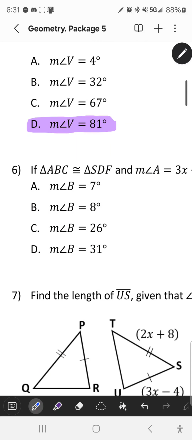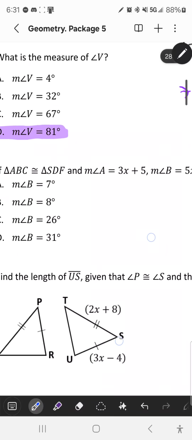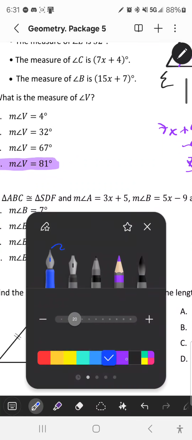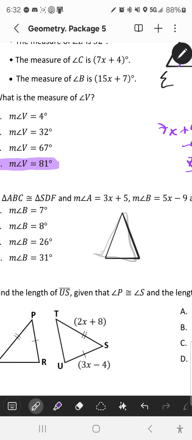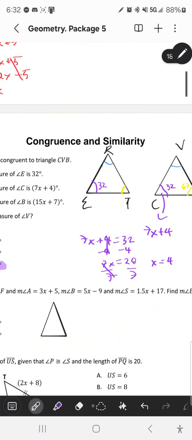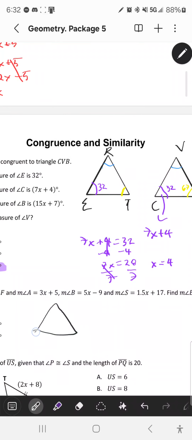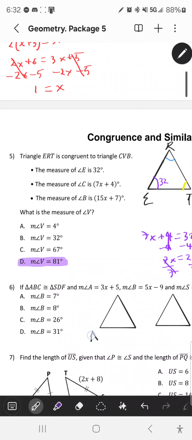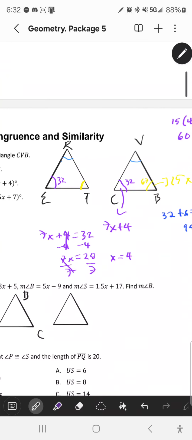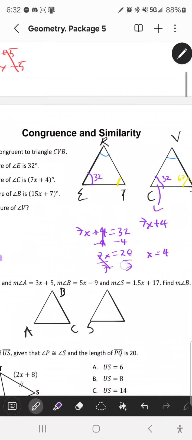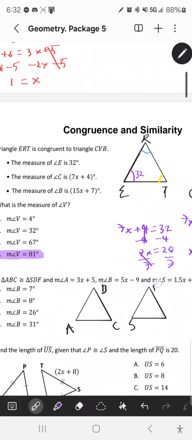Now 6. If triangle ABC is congruent to triangle STF, okay, let's first draw the triangles. We do not have the triangles, so let's draw them. So I have triangle one here. You draw the triangle here, and the other triangle here. Okay, this is A, B, C, S, T, F.